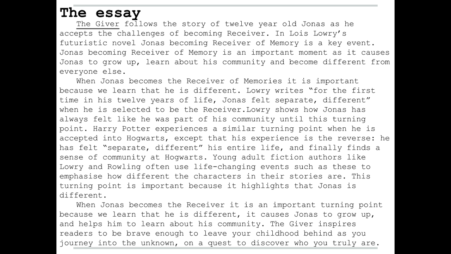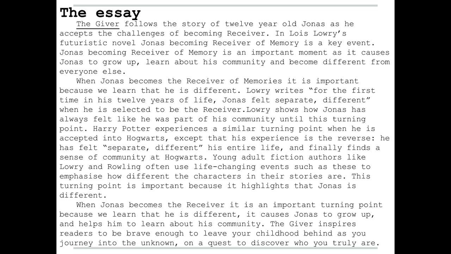The Giver follows the story of 12-year-old Jonas as he accepts the challenge of becoming receiver. In Lois Lowry's futuristic novel, Jonas becoming receiver of memory is a key event. Jonas becoming receiver of memory is an important moment as it causes Jonas to grow up, learn about his community, and become different from everyone else. When Jonas becomes the receiver of memories, it is important because we learn that he is different. Lowry writes, "For the first time in his 12 years of life, Jonas felt separate, different," when he is selected to be the receiver. Lowry shows that Jonas has always felt like he was part of his community until this turning point.